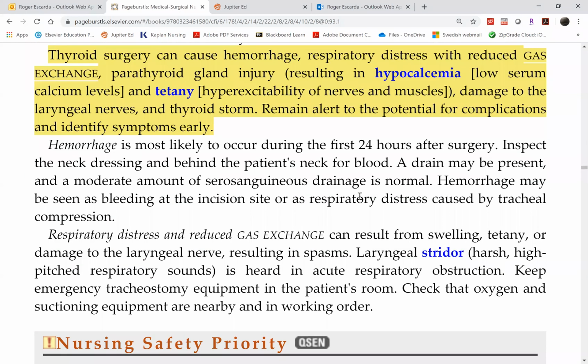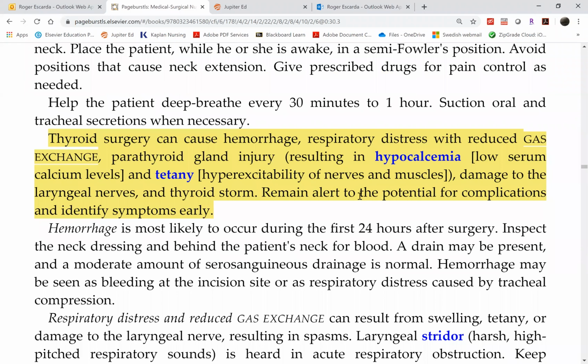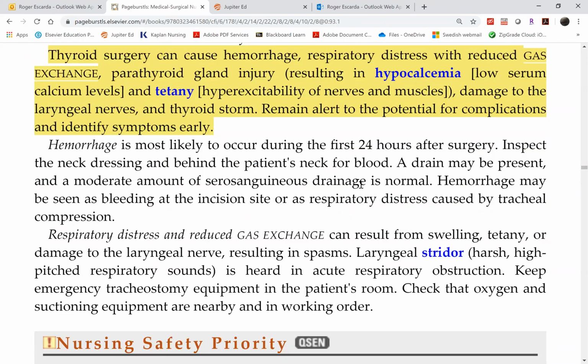It'll be easy later when we get to parathyroid disorders, because in hyperparathyroidism, the treatment is also surgical removal of the parathyroids, which is exactly where the thyroid is. So same surgical incision, same post-op care.